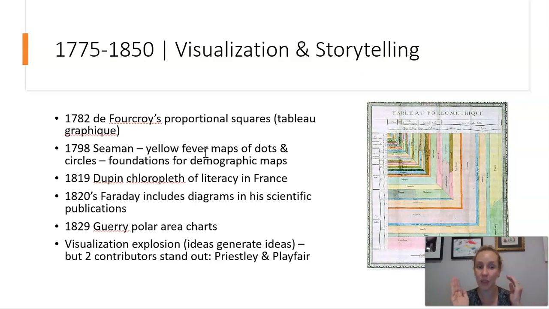Faraday, who was the electricity guy, includes visualizations and diagrams in all of his publications, right? The use of these diagrams really takes us away from this basic line chart and gets us thinking about how to literally think visually. And Faraday was the leader of that. There's polar area charts, which you're going to see come up again. And there's this visualization explosion. But there's 2 people that really stand out. There's Priestley and then there's Playfair. And they are on either side of what's often called the golden age of data visualization.